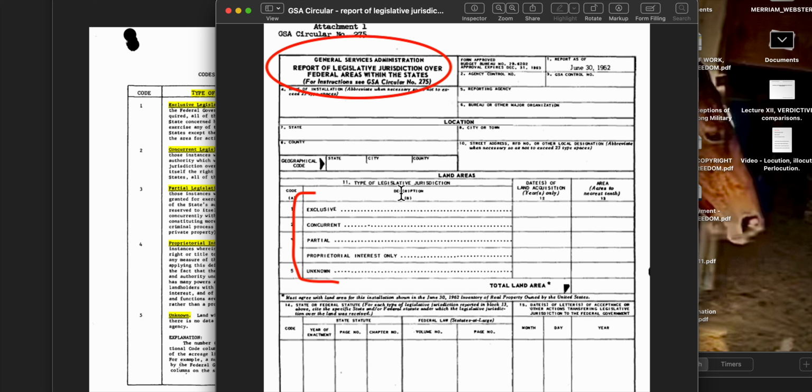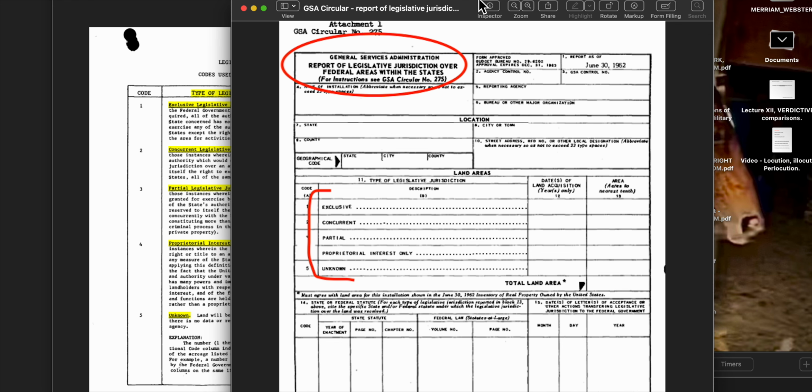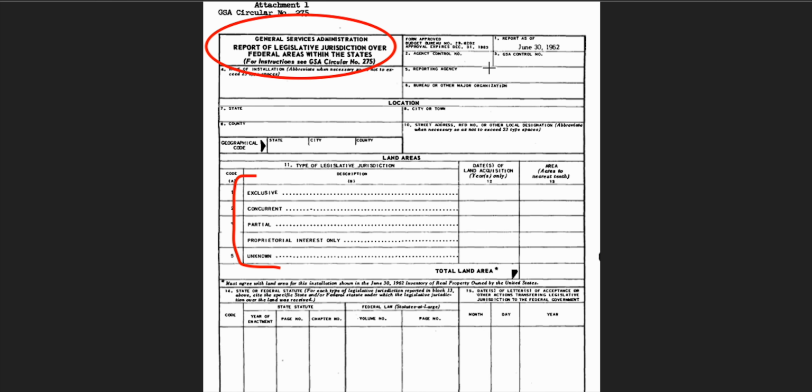The federal government did an inventory report over all the lands it owns in every single state, and the inventory reports are out there. I believe I've posted it here online. I did a video on it. So this is a form, and the General Services Administration, the administration of the federal government that keeps track of all of the lands that the federal government has acquired and the types of jurisdiction they have over each of those lands, how much land it is by acres, and the type of jurisdiction they have over it.